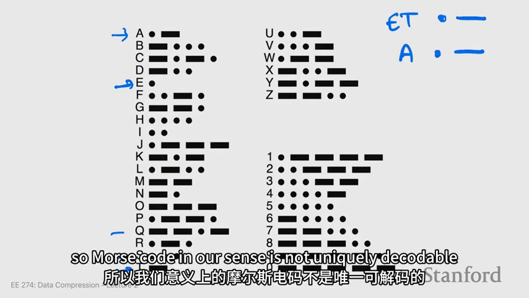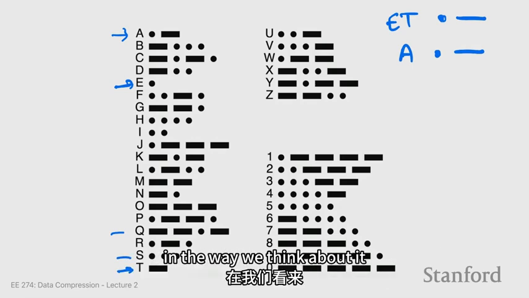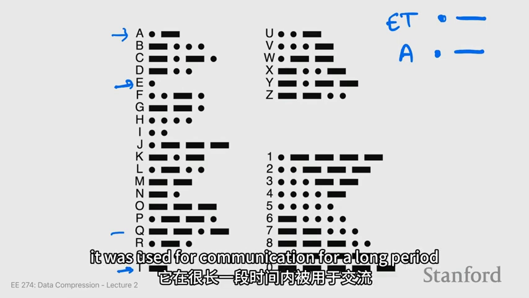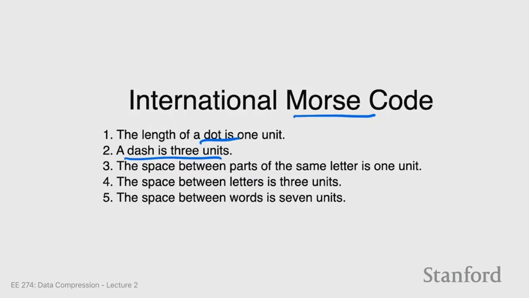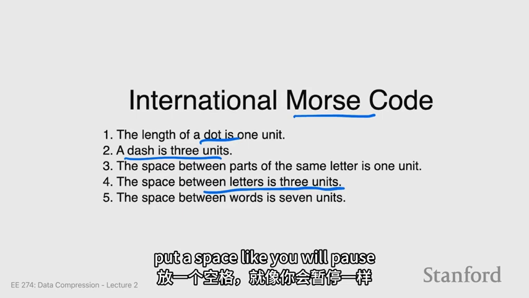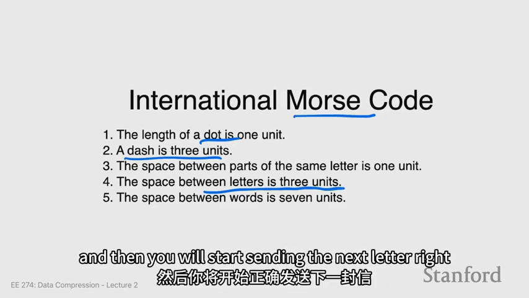So Morse code in our sense is not uniquely decodable, right? It is not uniquely decodable in the way we think about it, but clearly it was used for communication for a long period. And why is that? Because between letters you would just put a space, like you will pause, like you will not send anything for a bit, and then you will start sending the next letter, right?